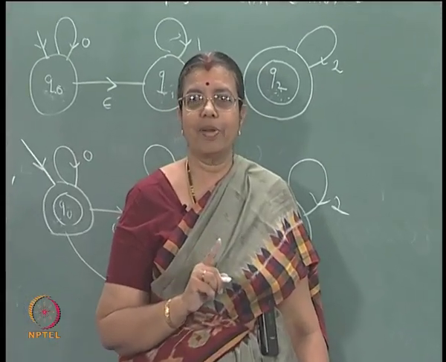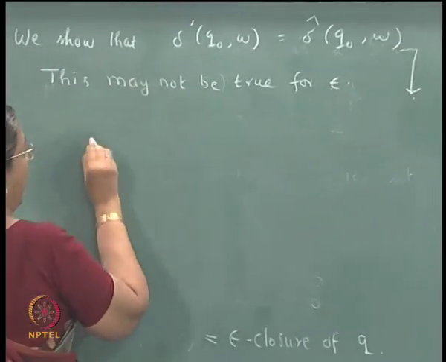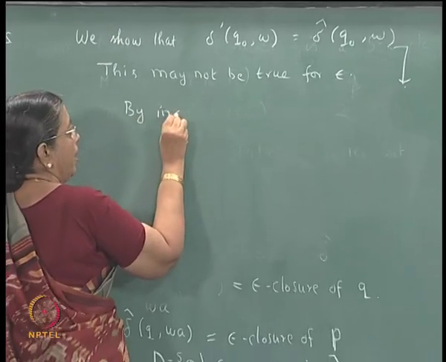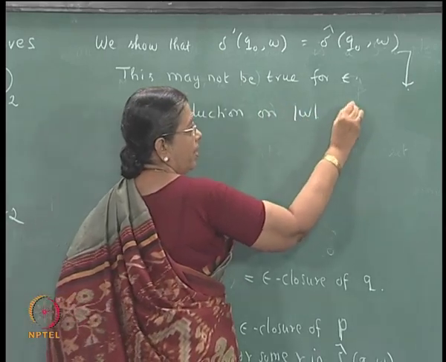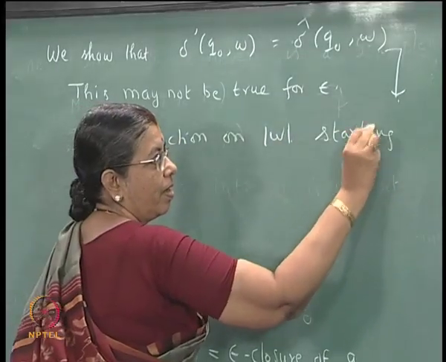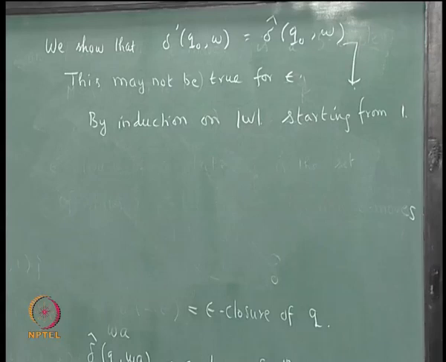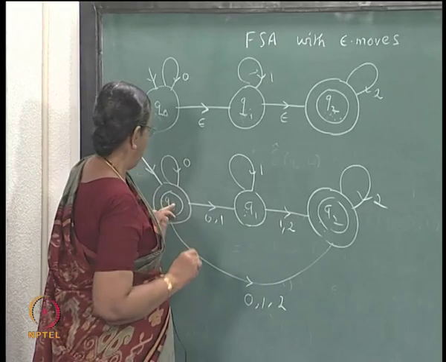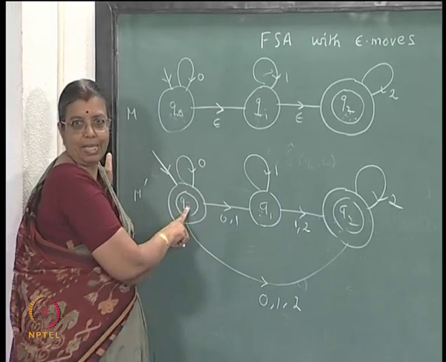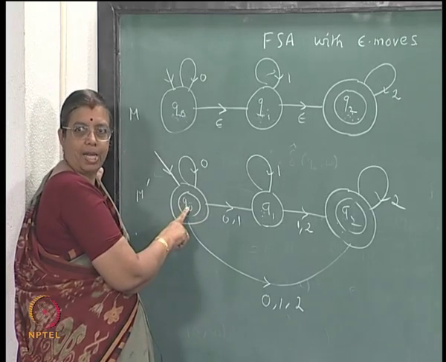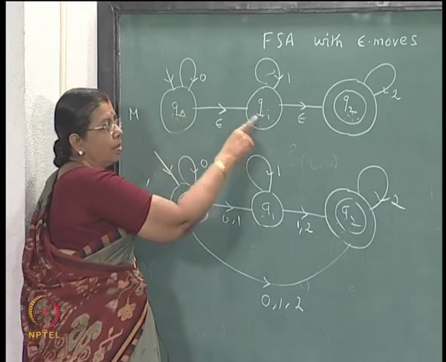So, induction should start from length 1. You have to prove this by induction on length of w starting from 1. It will not hold for 0, is it not? Here delta dash q naught epsilon is q naught only, whereas here delta cap q naught epsilon is q naught, q1, q2.